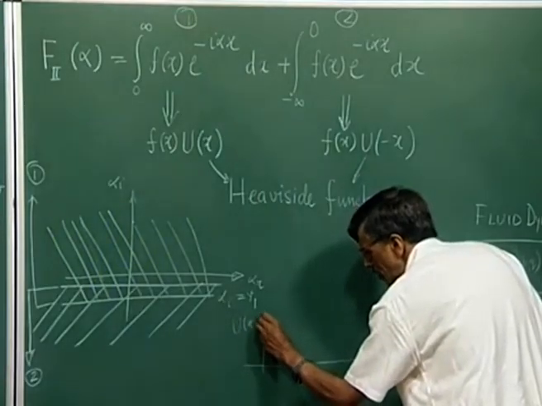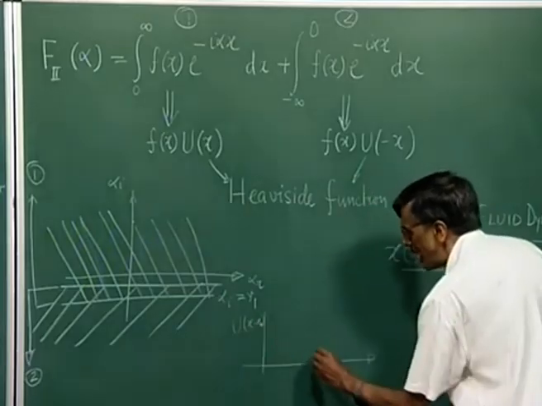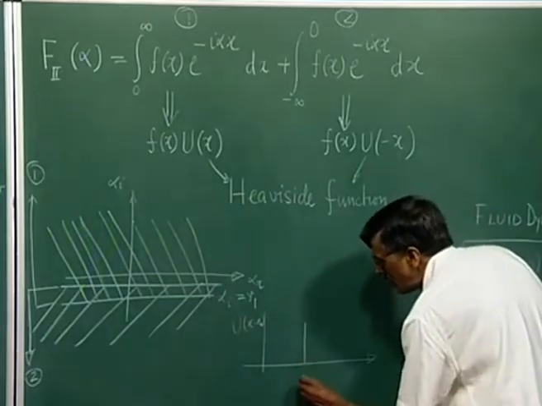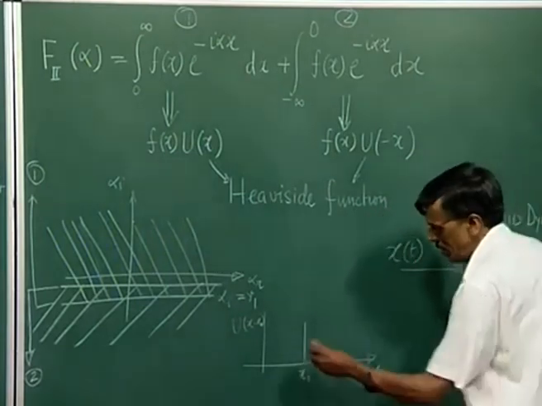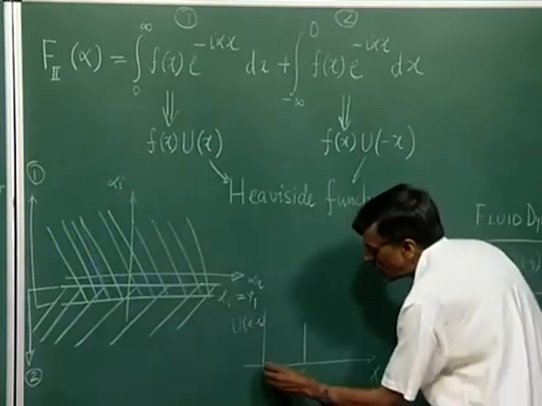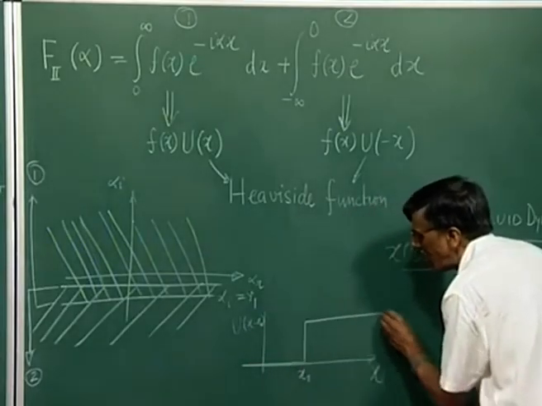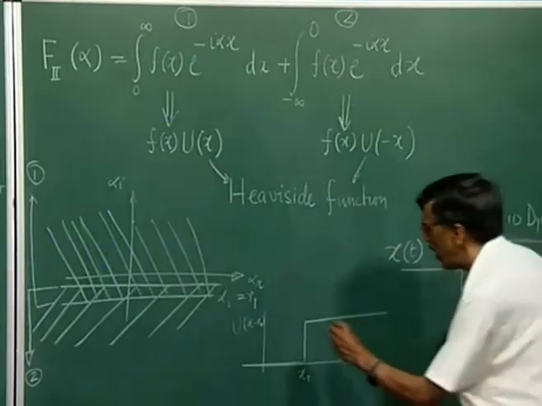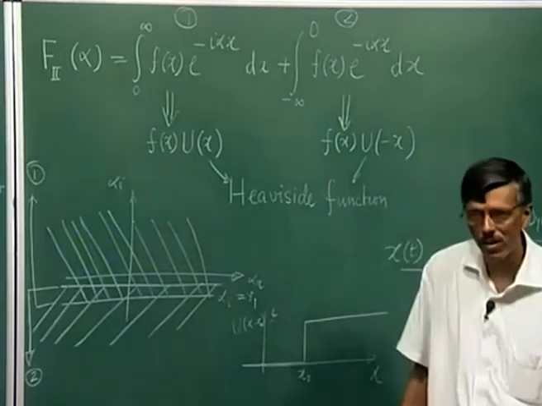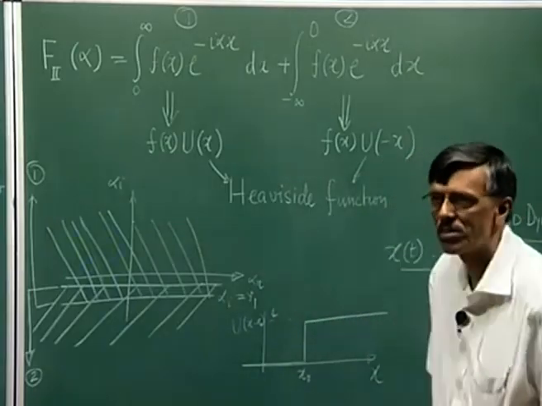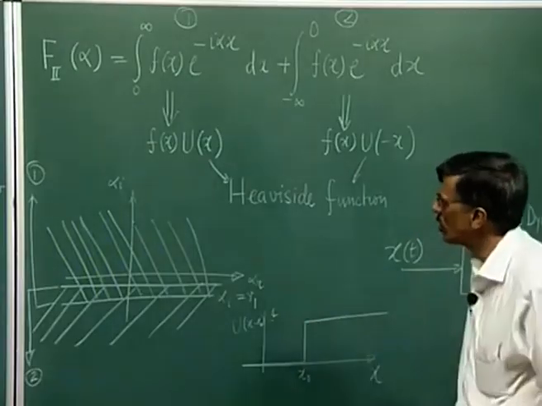Well, let me do it like this. Say u of x minus x naught. So, what I do is I mark up a place x naught, and this has the property that this is 0 all the way up to x naught, then it goes there and remains constant. This value is 1. It is also called the unit step function, the Heaviside function. So, it takes a unit value and goes like a step. So, that is what it is.